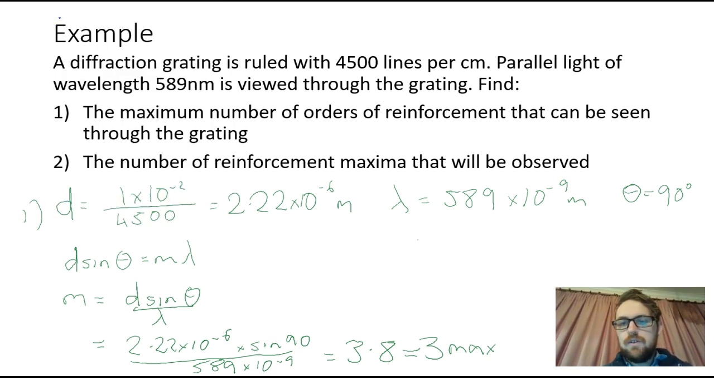For part 2, it's asked us the total number that we'll see. So we're going to see a maximum of 3 on one side. We're going to see 3 on the other side, and we're going to see the middle one as well. So 3 plus 3 is 6, plus another 1 in the middle. We're going to see 7 total.